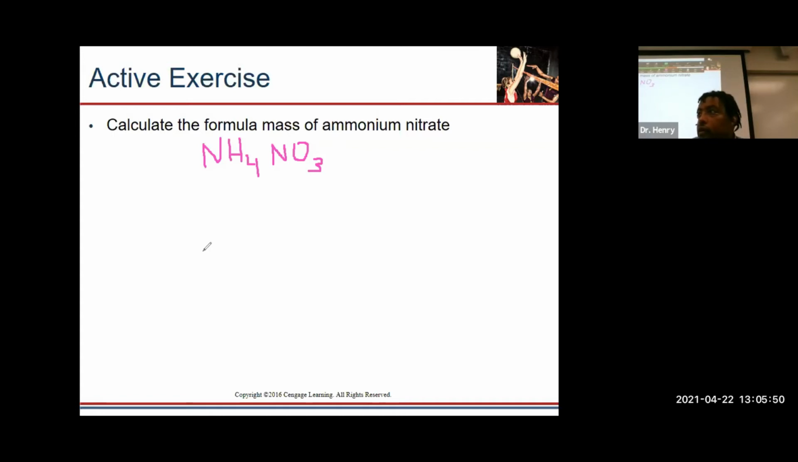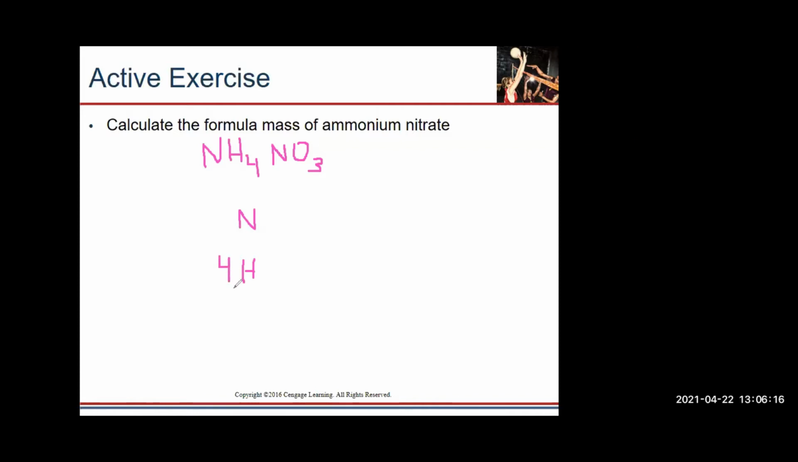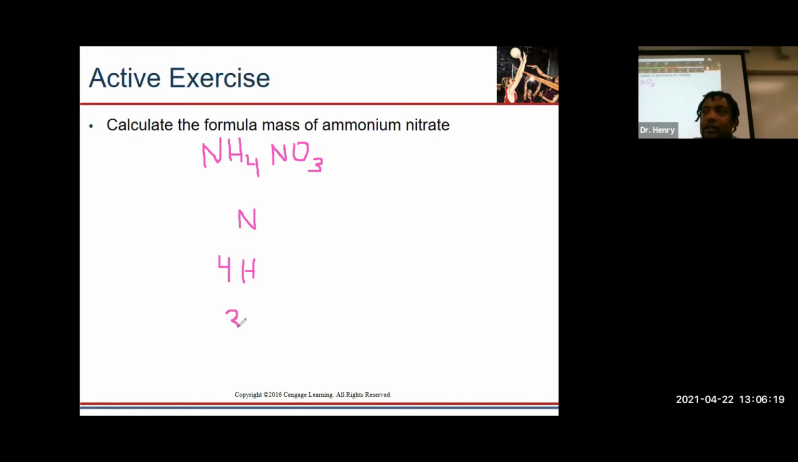You go to the periodic table and check the elements' atomic mass, in AMU. Okay, so what elements am I going to be looking for and how many? Nitrogen, hydrogen, and oxygen. But we have 4 hydrogens and 3 oxygens. And how many nitrogens? 2.